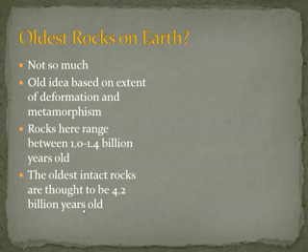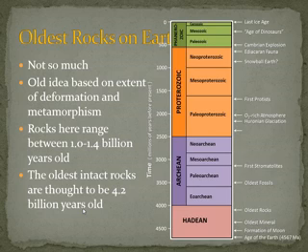However, it turns out, although the rocks here are old, between 1.0 and 1.4 billion years old, they are nowhere near the oldest rocks on Earth. The oldest intact rocks that we've been able to find up in New Quebec are about 4.2 billion years old. So the rocks in the Adirondacks are only about 1/4 to 1/3 as old as some of these older rocks.